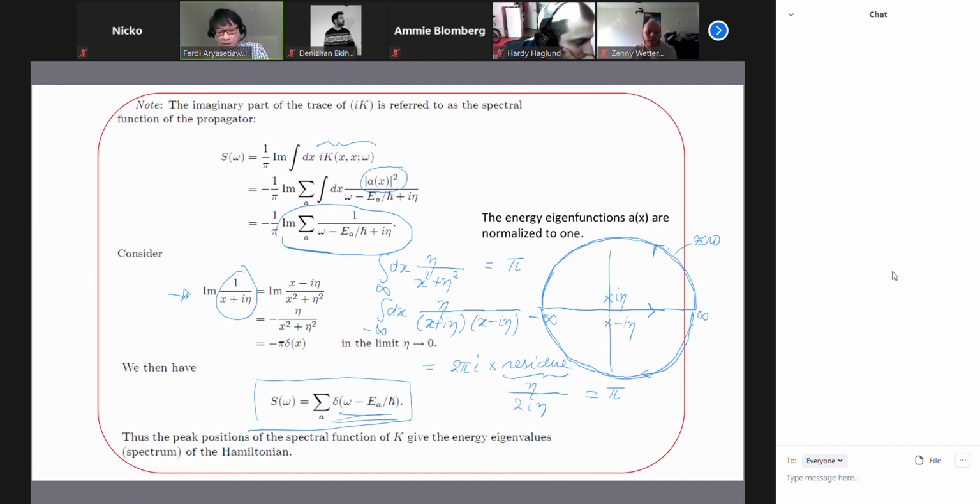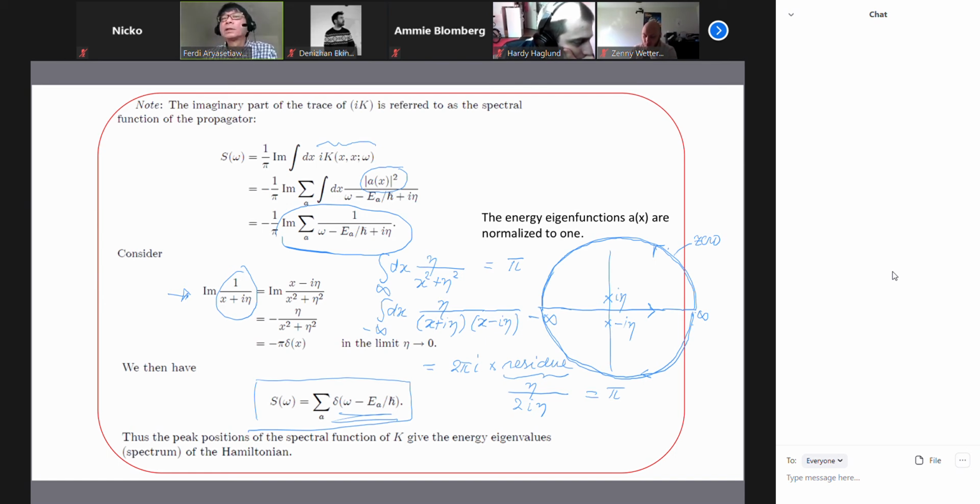So that's the very general properties of this propagator. And it's a very useful property, especially when one does many particle systems. One could also define a propagator for many particle systems, and it has the same properties that the poles of the propagator give us the excitation energies of the system.